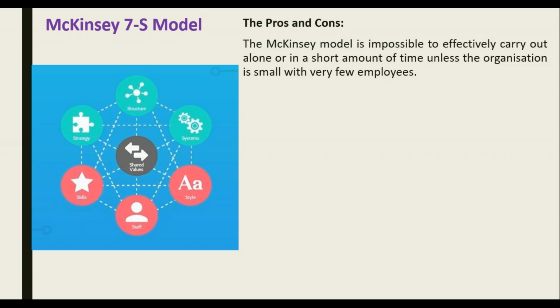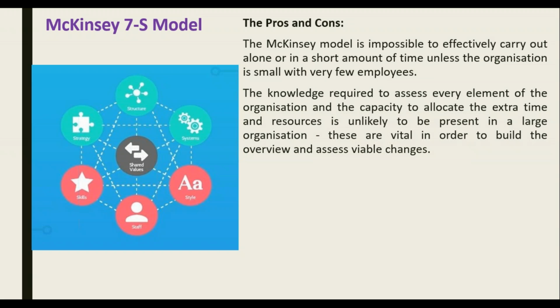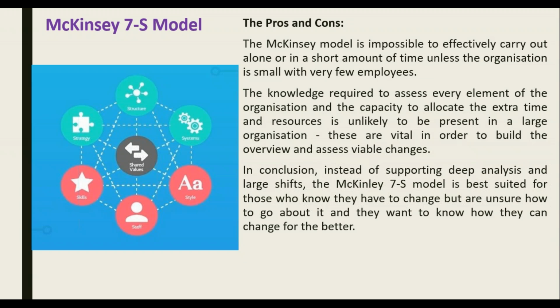In conclusion, instead of supporting deep analysis and large shifts, the McKinsey 7S model is best suited for those who know they have to change but are unsure how to go about it, and they want to know how they can change for the better. By creating an overview of how coherent and effective the various elements of an organisation are, it's possible to go on to analyse the current situation and draft changes to tackle the problem.